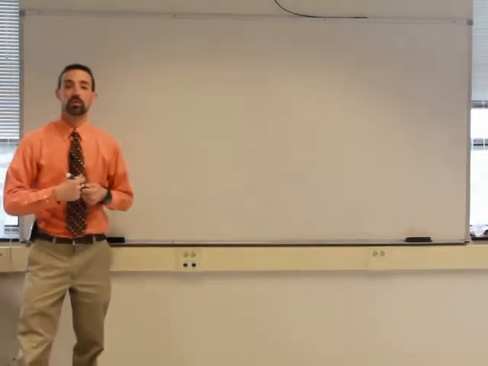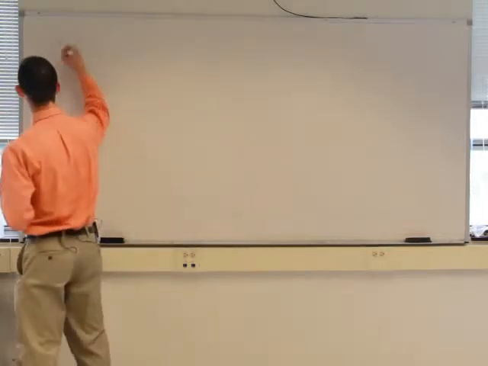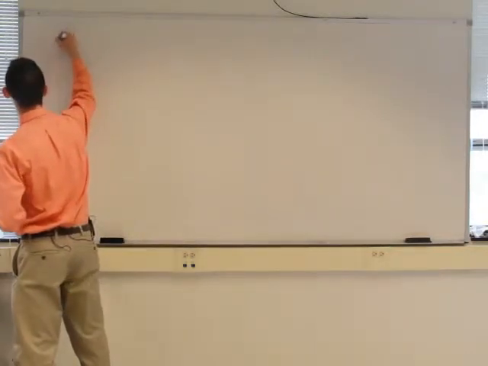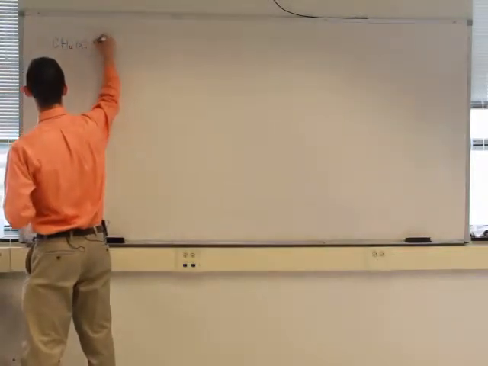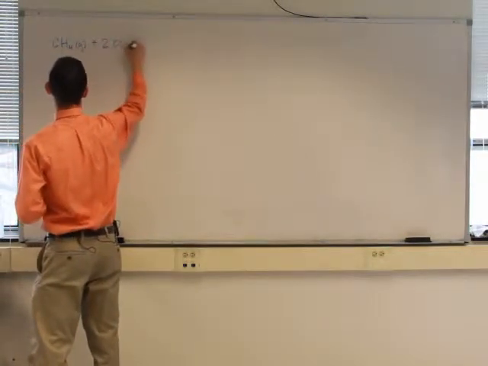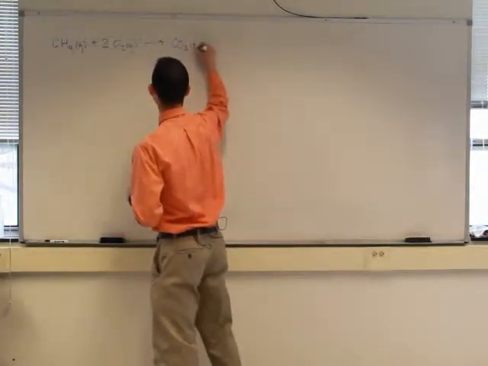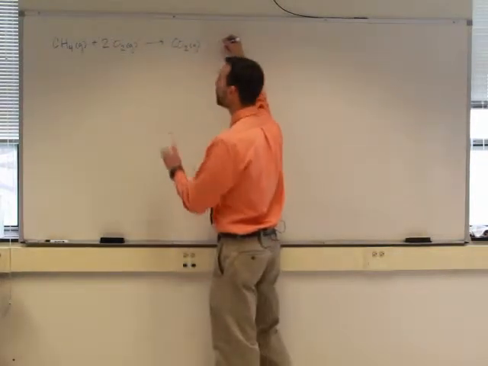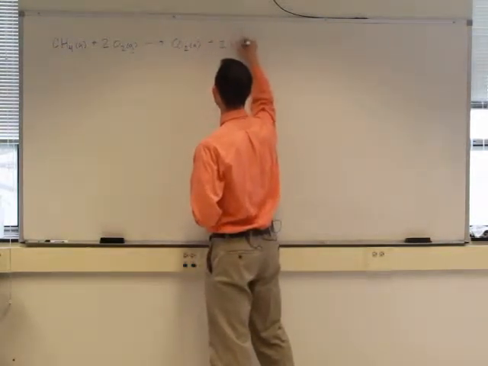All right, so where we left off in class earlier today, I had gone through a couple of examples of predicting the sign of delta S, and we had a reaction that might be a little bit trickier to give us an estimation of its entropy change. Methane burning in oxygen to produce carbon dioxide and water vapor.